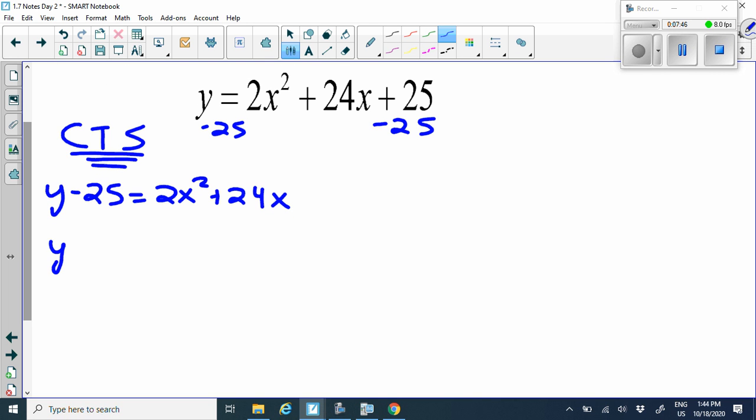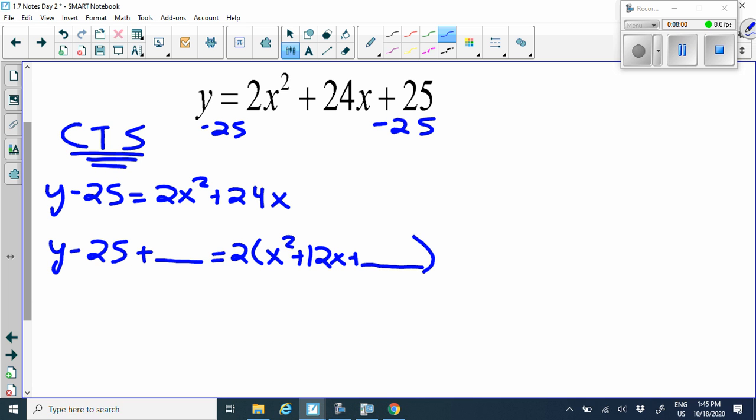Okay, so y minus 25. I'm going to go ahead and do my plus blank because I'm going to have to do my completing the square part there. I take 2 out. I'm left with x squared plus 12x and then plus blank. Okay, so now we have b divided by 2 squared. Our b here is going to be actually 12 because we rewrote this, so it's not going to be 24 anymore. It's because I took that 2 out.